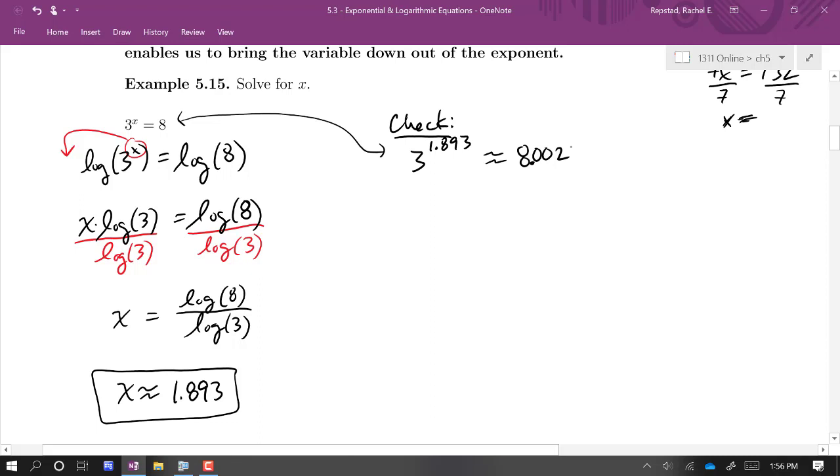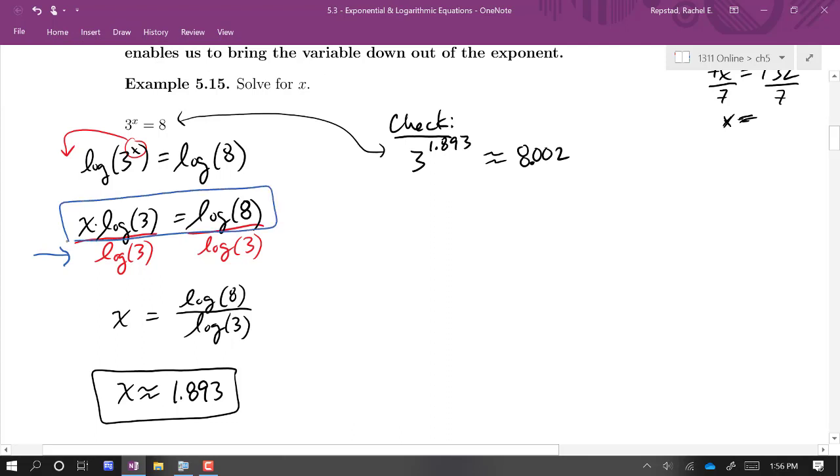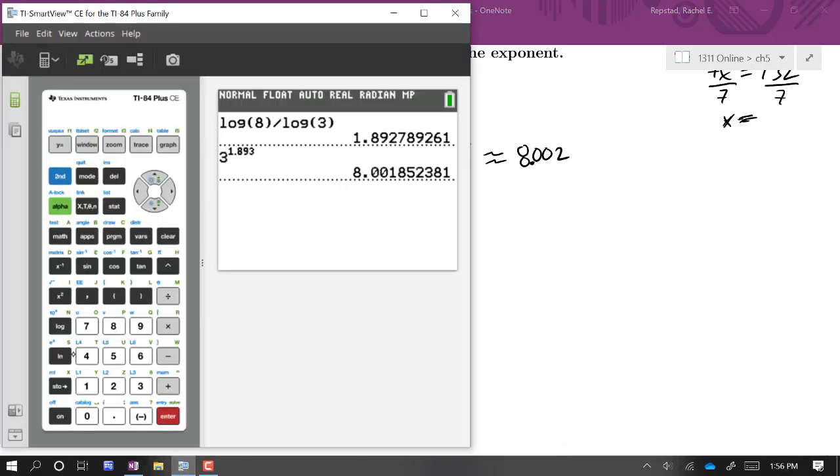Before I do another one, sometimes people get a little uncomfortable with this concept of just dividing both sides by a log, or remembering that log 3 and log 8 are just constants. And sometimes people are more comfortable just working with decimals. So it is okay if, at this point in the equation, you just want to throw log 3 in your calculator and get an approximation for that value, and log 8 in your calculator.